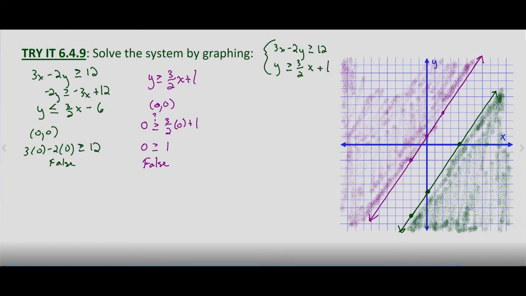And then again, typically when we're graphing a system of inequalities, to find the solution to the system, the solution is where the shaded portions overlap. Well, in this case, they don't overlap because with our second inequality, it's over here to the left or above. And with our first inequality, it's to the right or below. And therefore, with this particular system of equations, there is no solution.